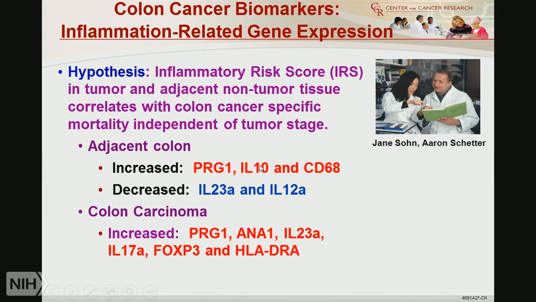PRG1 and interleukin-1, interleukin-10, and CD68 were associated with poor prognosis. And in fact, IL-10 was associated very well with nodal metastases. So again, IL-10 is an anti-inflammatory agent. The colon cancer itself had these 6 different proteins that were overexpressed, including IL-23 that stimulates Th17 cells to produce IL-17, which usually is associated with poor prognosis.